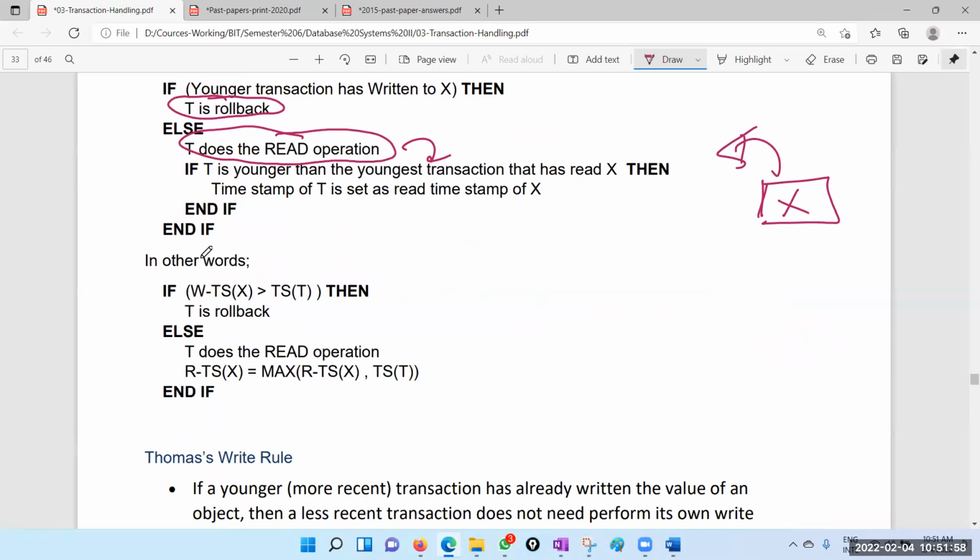In other words, you check if your timestamp is smaller than the write timestamp of the resource, that means a younger transaction has written, you roll back. Otherwise, you do it. But again, check whether your timestamp is bigger than the read timestamp, then you update it. Otherwise, you don't change the read timestamp of the resource. So it is the max of the available read timestamp and your timestamp that is written here. If your one is bigger, yes, you update it. Otherwise, keep the older timestamp as it is, as the read timestamp of the resource.